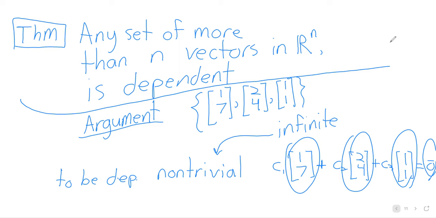And I mean, there's nothing special about the particular vectors I selected here. The point of this proof is that we're always going to have at most n basic variables. And if we have more than n vectors, that gives us more than n variables. And at least one of those variables must therefore be free.